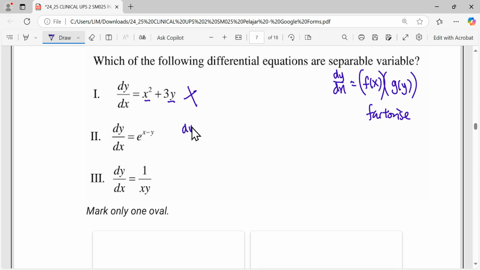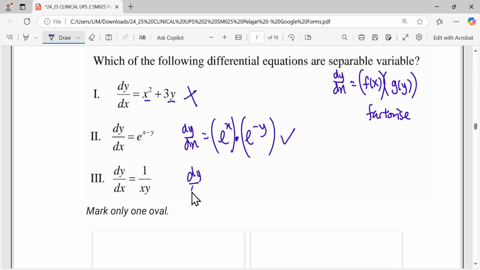How about this one? dy/dx. When you have a power in terms of e, x and negative y, actually we can separate it. It will be e^x times e^(-y). So this is a function of x. This is a function of y, where we can put it factorized in the bracket here. This is a full function in terms of x. This is a full function in terms of y. It can be completely factorized out. So this one is a separable variable.